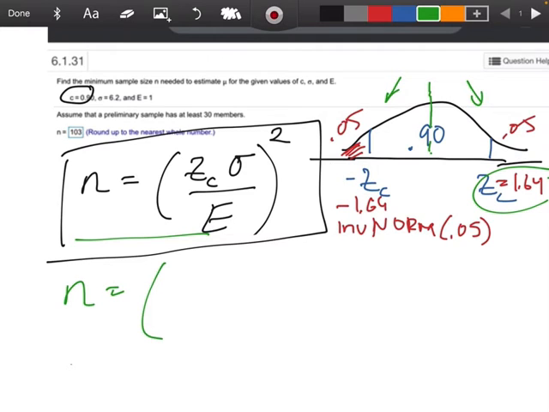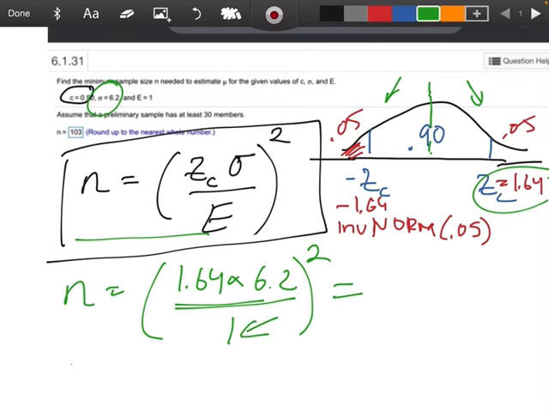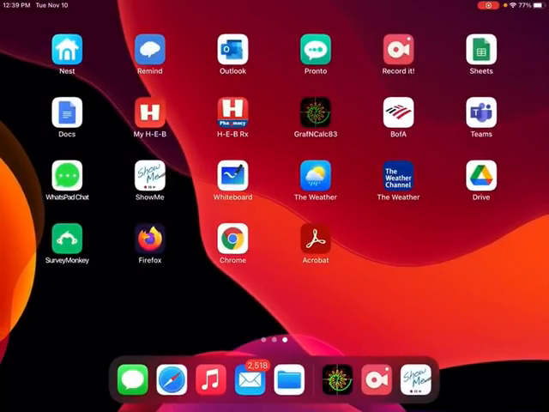We're going to say n equals 1.64 times sigma, which is 6.2, divided by e, which is 1. Now this is going to be squared. I'm going to do this part on my calculator. Guys, notice what we're doing. We're dividing by what number? We're dividing by 1. When you divide by 1, nothing really happens, so I'm not going to worry about the dividing by 1 part.